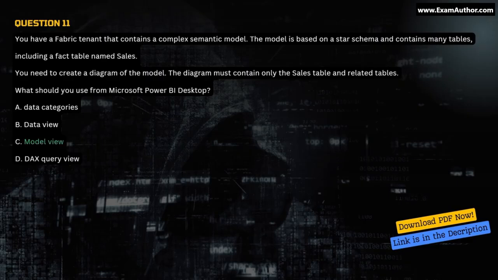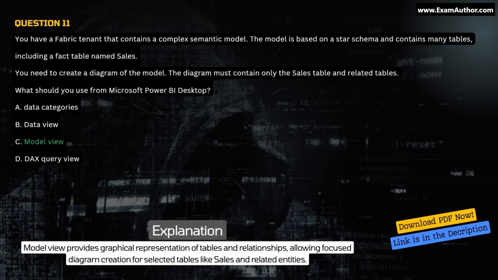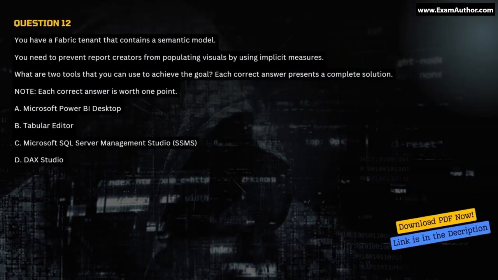Correct answer, C. Model view. Explanation: Model view provides a graphical representation of tables and relationships, allowing focused diagram creation for selected tables like Sales and related entities.